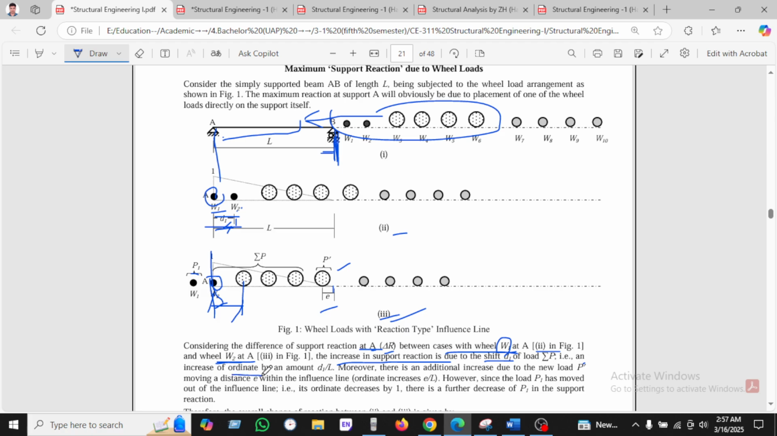There is an increase of the ordinate by the amount of dy, d1 divided by L. Moreover, there is an additional increase due to the new load P prime, as an additional load has been applied. Moving the distance in E, the influence ordinate is E by L. However, since P1 is moved out of the line, the influence ordinate increases by 1, and there is a further increase of P1 in the support reaction.